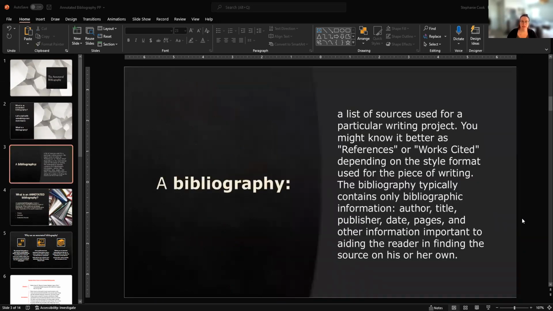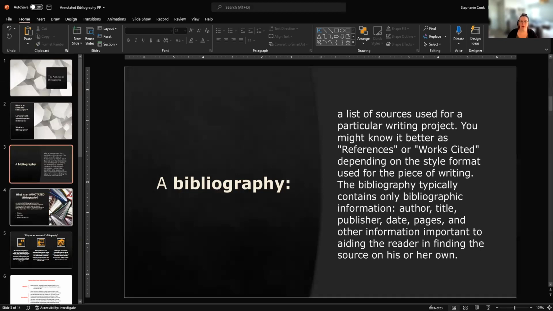A bibliography itself is just a list of the sources you're using for some project. Usually this is like your works cited page or your references page that you might see at the end of a paper you've written, or maybe your teacher has just asked you for a list of sources. It's just giving the information that we did for our citations for project 1: the author, the publisher, where you found the information, what pages you're using, etc. It's just the information from the source you're using.